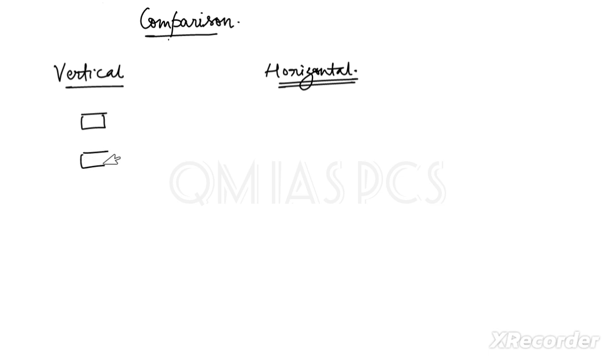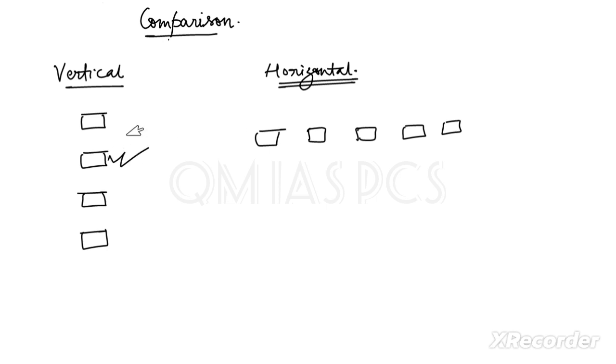See, one is vertical representation, one is horizontal representation. You know what is vertical representation and what is horizontal representation? I mean the words vertical and horizontal. Vertical means like this one: a few persons or whatever things are given, you have to represent like this. This is vertical and this is horizontal.